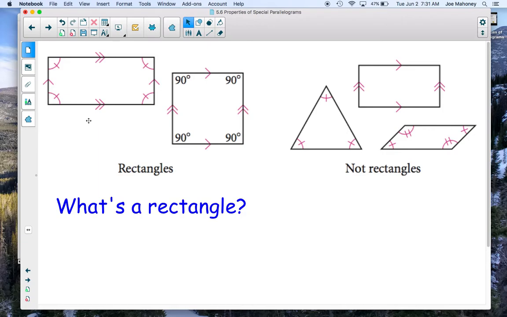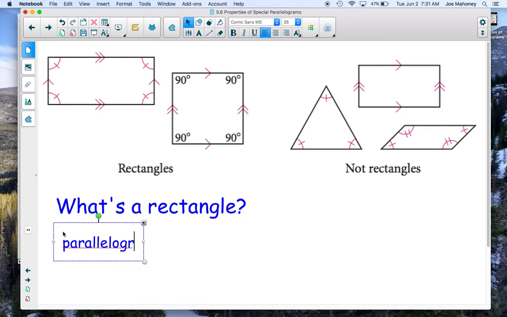So if you've noticed the ones on the left, the opposite sides are parallel, so it's a parallelogram. Okay, we'll start typing that. I always type three L's there, I don't know why. A parallelogram with, now it looks like these four angles are congruent.